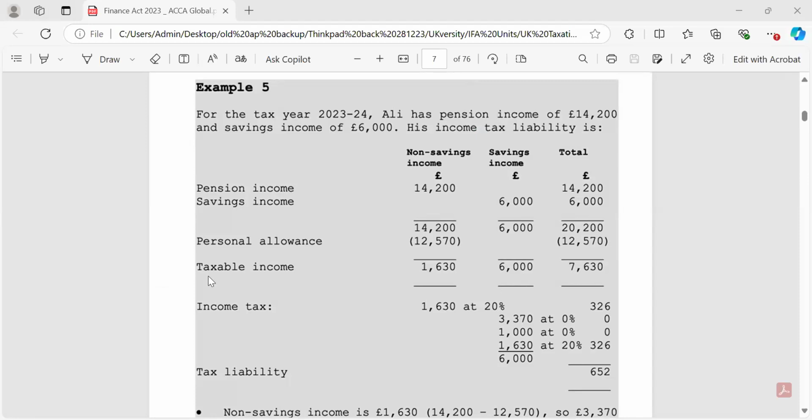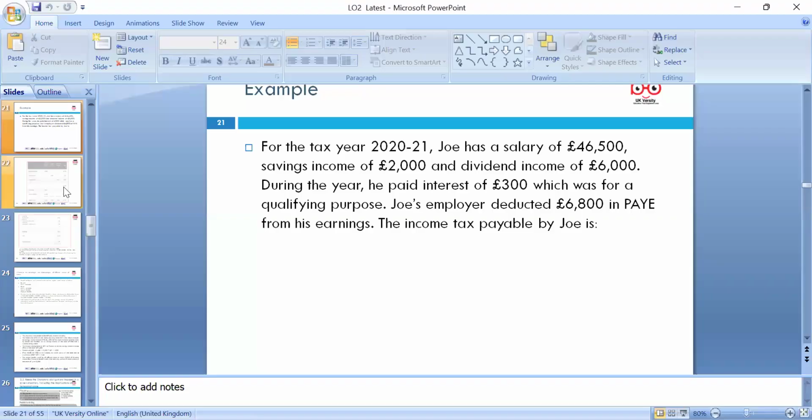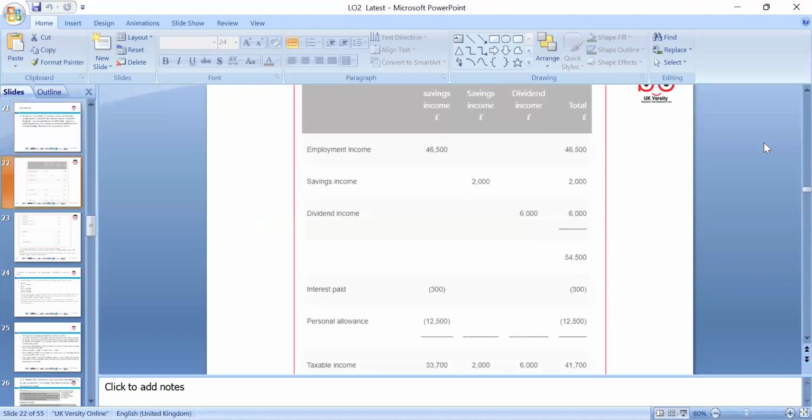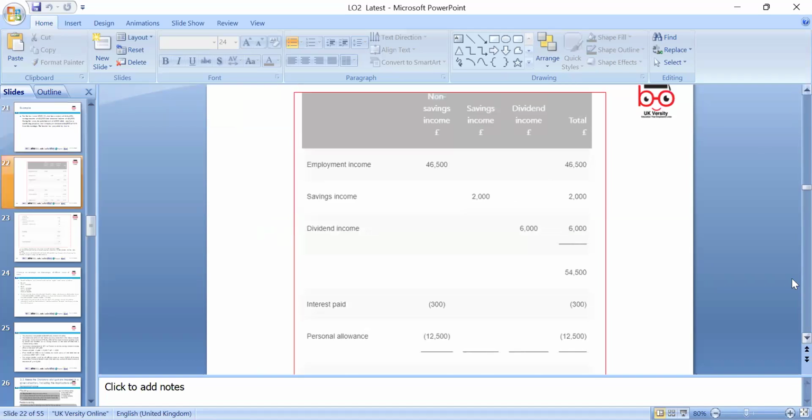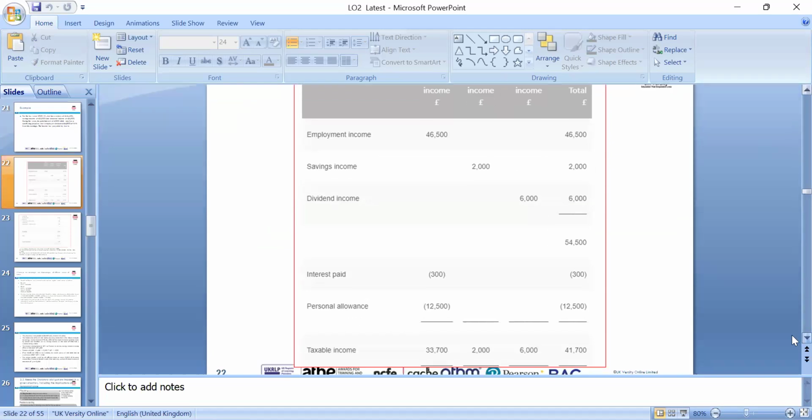Okay, so if we look at this scenario, what will it be? We have 46,500 in that year. The personal allowance was different, because this year the personal allowance is 12,570. Saving income 2,000, dividend income 6,000, interest paid, and 12,500 was the personal allowance.